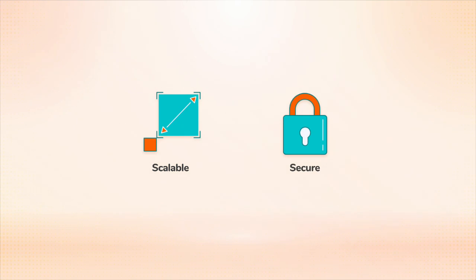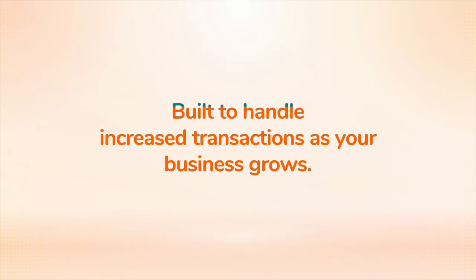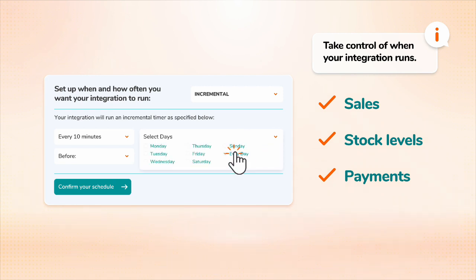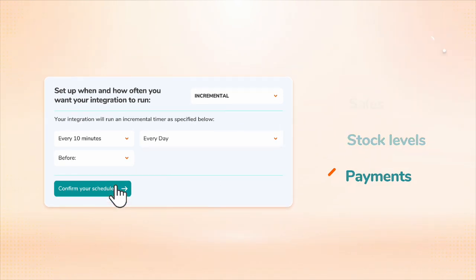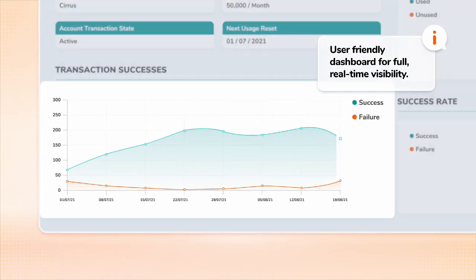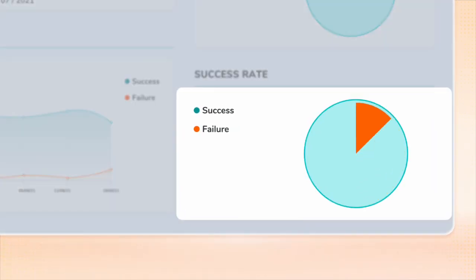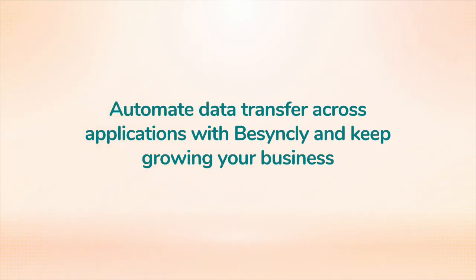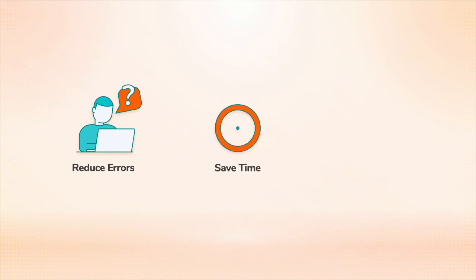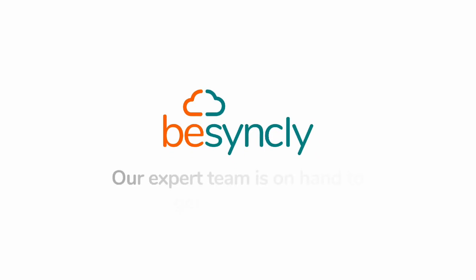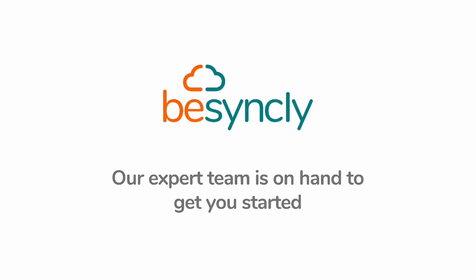Besyncly is scalable and secure, built to handle increased transactions as your business grows. Decrease fulfillment time by transferring orders to a schedule that suits your business. Don't be limited by the availability of your team. The Besyncly dashboard provides real-time reporting, giving you clear visibility of integration performance, allowing you to make timely and informed decisions. Automate data transfer across applications with Besyncly and keep growing your business. Reduce errors, save time, and improve customer service. Our expert team is on hand to get you started. Visit besyncly.com to find out more.